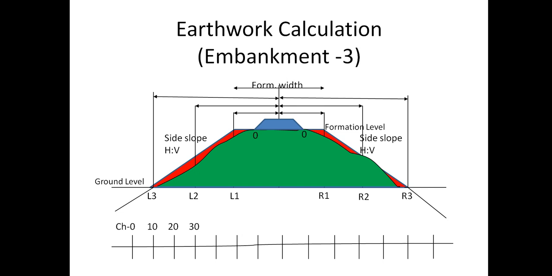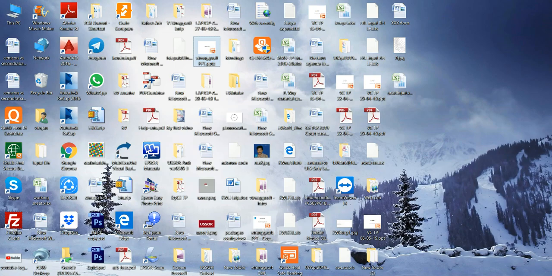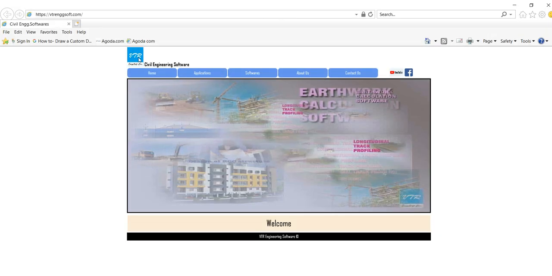So now we can go straight away to our application. How can we use the application? You can see here, this is our BTR engineering software. We can go here, and here we can choose earthwork embankment.